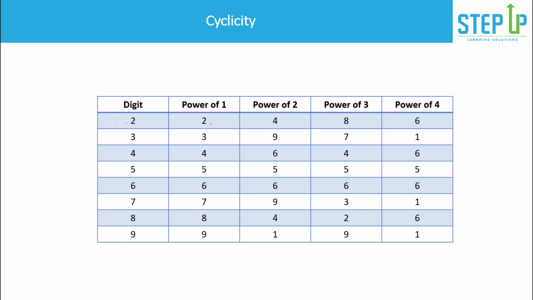You should remember all these, or even if you don't remember, you can just check 3-4 numbers and you will see the cyclicity. Cyclicity of 2 is 4. It's repeating after 4; once you get 1, it starts repeating. This is cyclicity of 2, cyclicity of 1, cyclicity of 1, and here you have cyclicity of 4 again. Here you have cyclicity of 4, and for 9 you have cyclicity of 2.